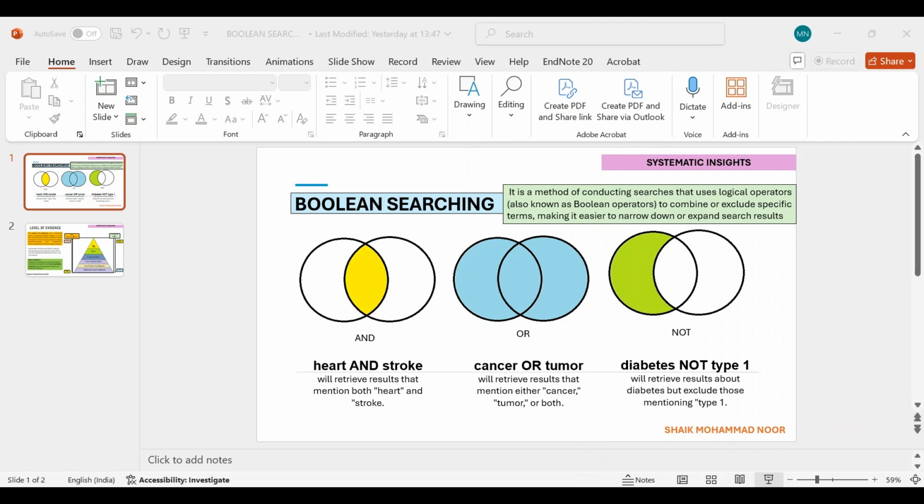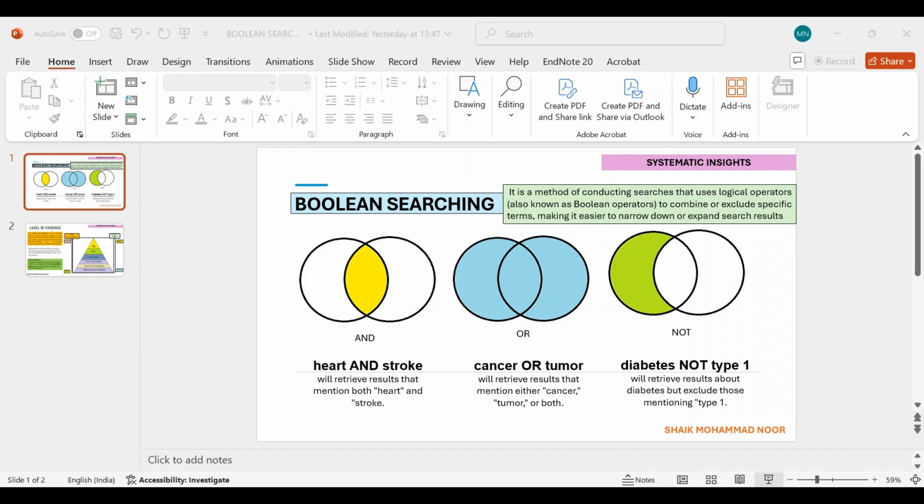So coming to Boolean search, what does it mean? It is a method of conducting searches that uses logical operators. These are also known as Boolean operators, to combine or exclude specific terms, making it easier to narrow down or expand search results. So this is Boolean searching. This is my definition of Boolean searching.